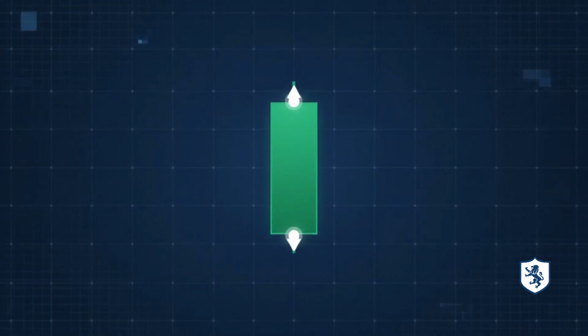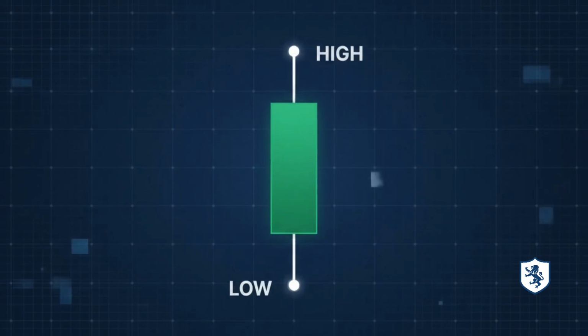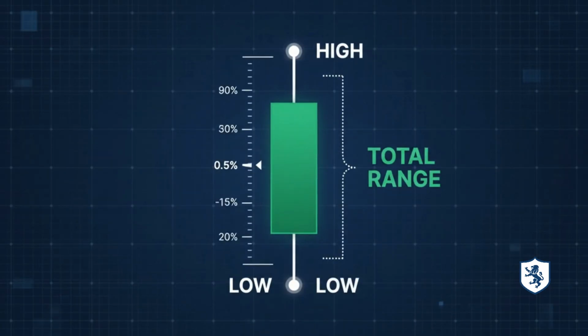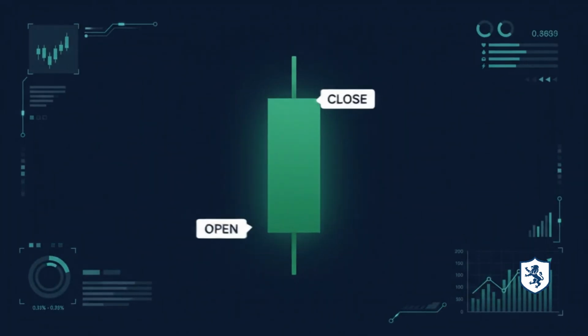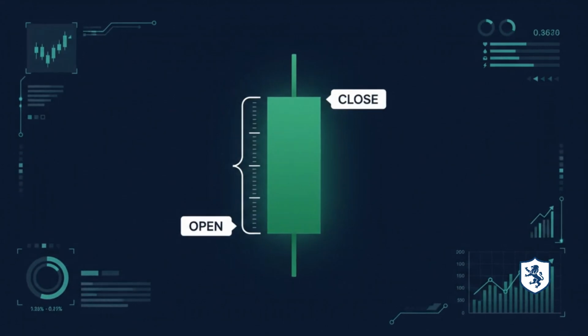The shadow, or wick, shows the distance between the high and the low. The body of the candle, or real body, measures the distance between the open and close.